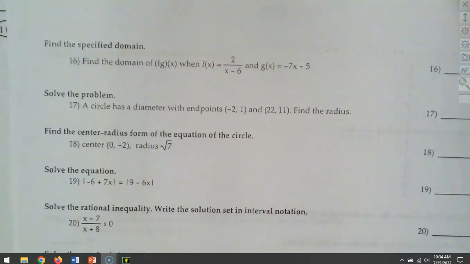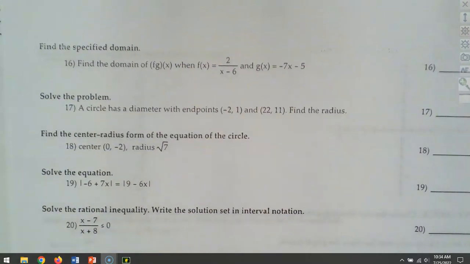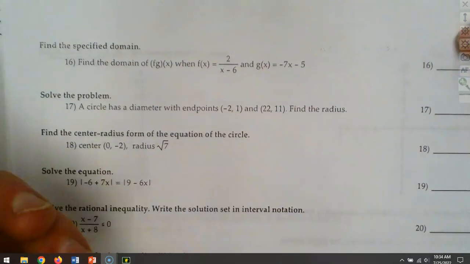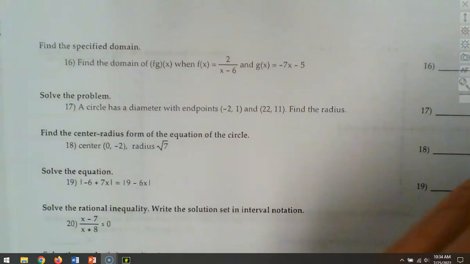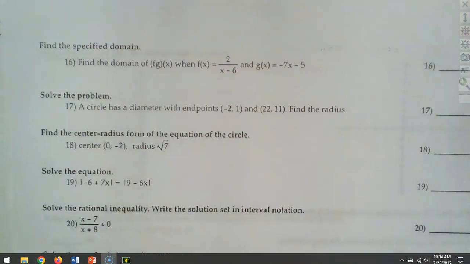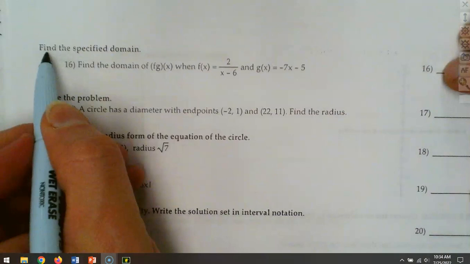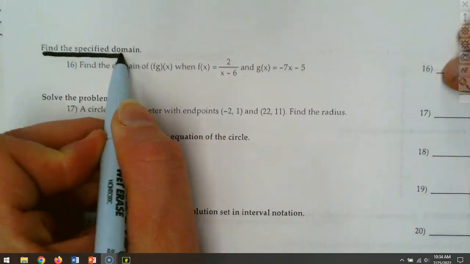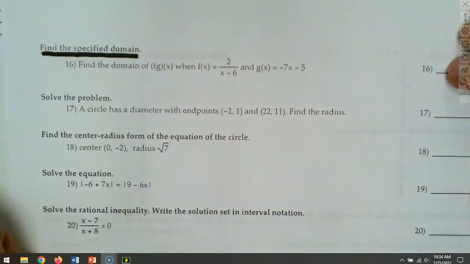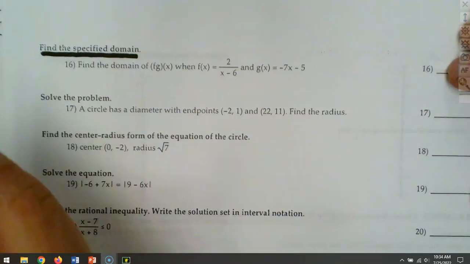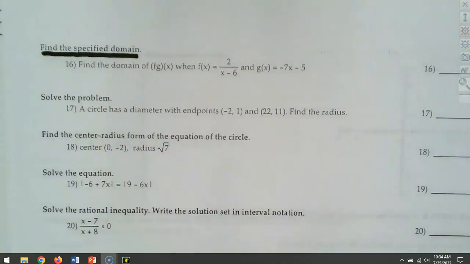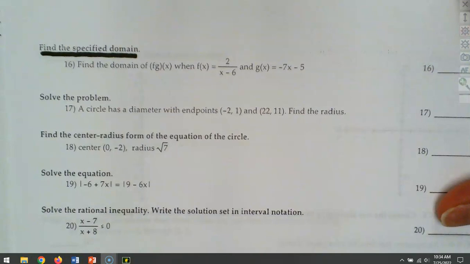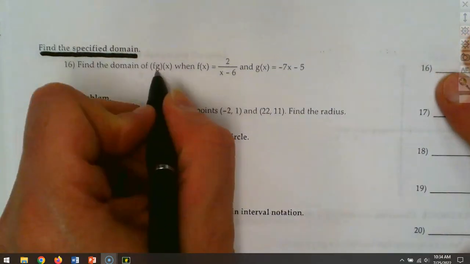So for 16, we're not going to be solving it. What we're going to be doing is finding the domain of these functions. And these functions are going to be multiplied together because we're looking at f times g.